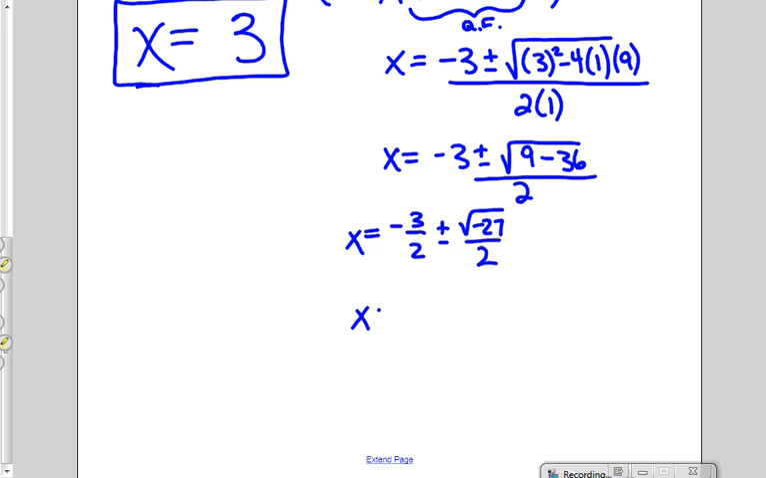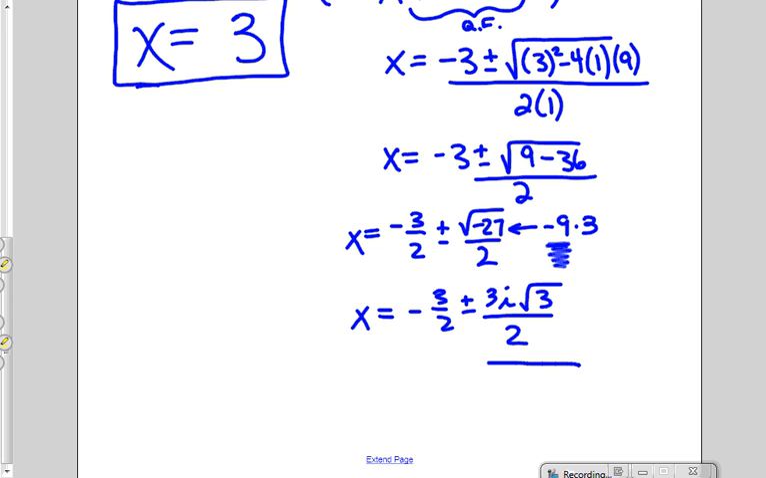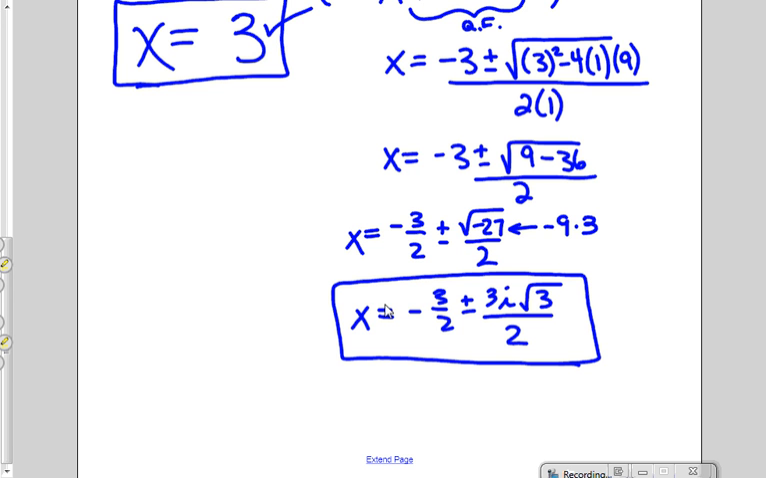This will simplify to negative 3 halves plus minus the square root of negative 27. We can break that up into negative 9 times 3. The square root of negative 9 times 3, well, if we take the square root of the negative 9 part, we're going to get a 3i, and then the square root of 3 is going to get stuck over 2. These are the other two solutions to the original problem. So we have our 3 solutions: the real solution, x equals 3, and the 2 complex solutions listed right here.